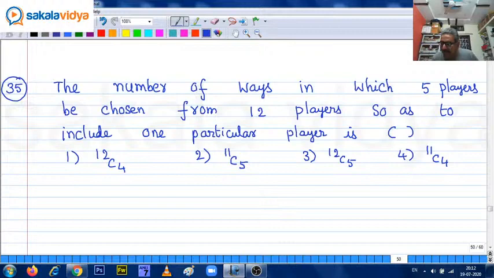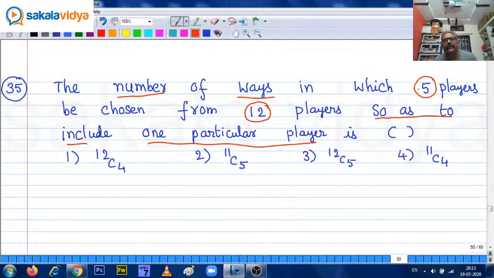Now the number of ways in which 5 players be chosen from out of 12 players. What is the restriction? So as to include one particular player. That means out of 5 players, one particular player needs to be included. That means already one player has been selected. Now how many players remain? 11 players. How many remaining players are to be selected? 4. So that can be done in 11C4.